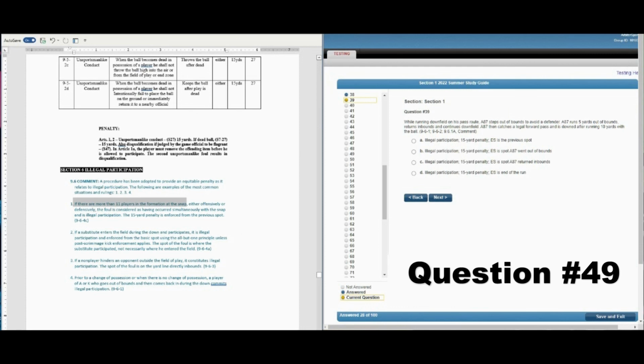So if there are more than 11 players in the formation, yeah, it's a 15-yard penalty if the play goes off. It says at the snap. But that is on us. Don't let it happen. We count defense. We count offense. We should know that there's 12 players on the field.